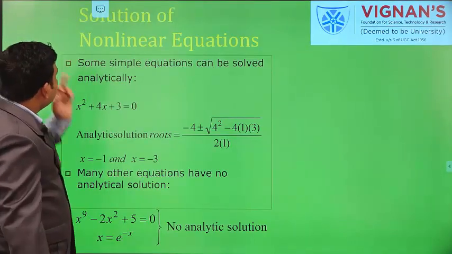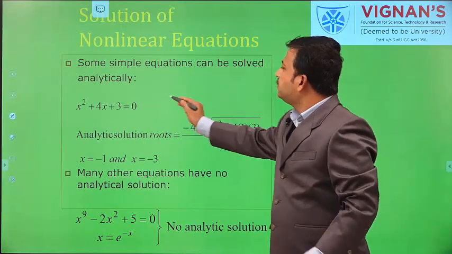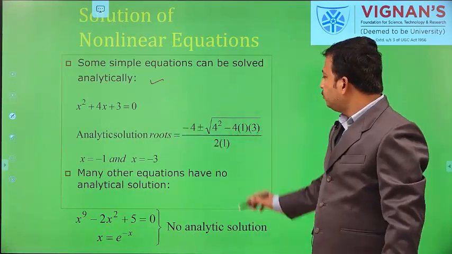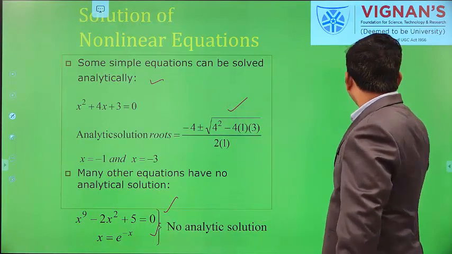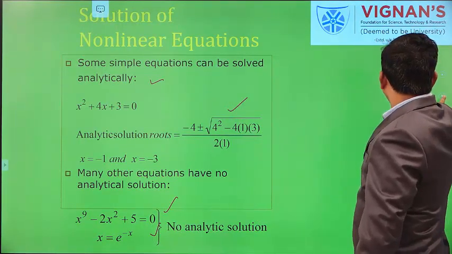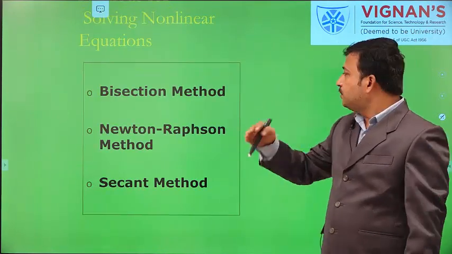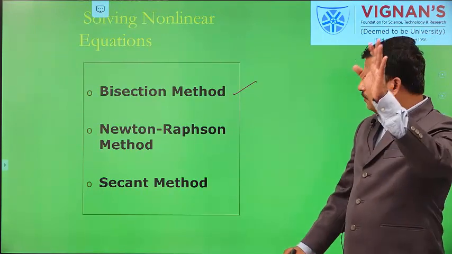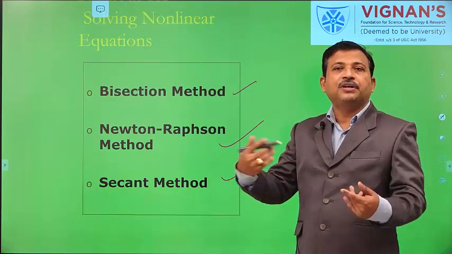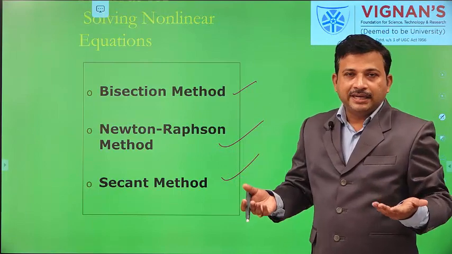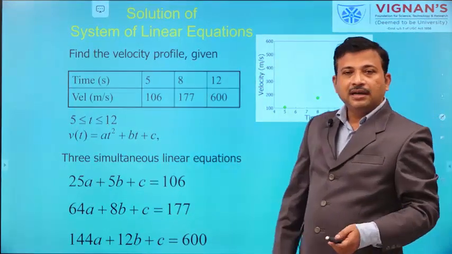So see, solution of nonlinear equations. Some simple equations can be solved analytically, x square plus 4x plus 3 equal to 0. I have given that example already, right? But if the degree is very high, or if there is no analytical solution, then what will you do, right? So we have to use numerical methods. To solve those types of equations, we have different methods: bisection method, I think some of you have known it, Newton-Raphson method, secant method, regula-falsi method. Different types of methods were developed by different scientists to solve systems of equations or algebraic and transcendental equations.